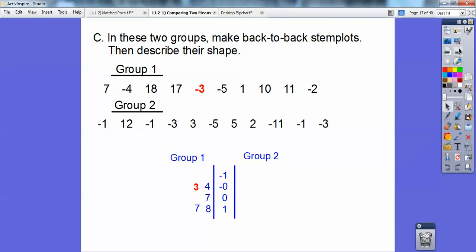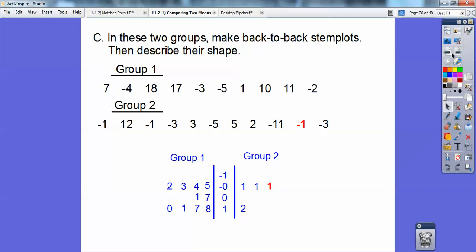Now to put them in order, this -5 is going to go right here, so I'm going to slide the -4 over and the -3 over. Then there's the 1, the 10, the 11, and the -2 right there. Here's group 2. There's the 1, the 2, the -1, and the other -1.